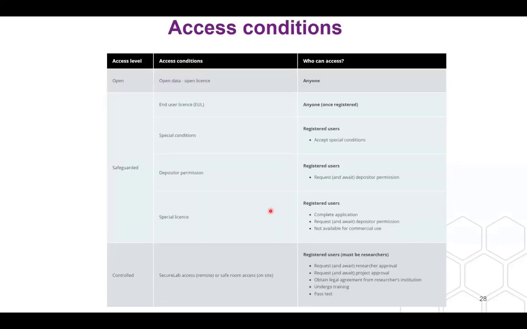On our next screen here, we can see a table. On the left-hand side, we can see the access level. So as we say, we have open data, safeguarded data, and controlled data. We will go through each one of those. What I would like to note here is that, for example, on each access level, so we can have safeguarded data with different access conditions. Some safeguards are lighter than the others, with the highest safeguard in the safeguarded section being the special license. I will guide you through each one of those. So three access levels, but in each access level, especially under the safeguarded data, we can have different access conditions.